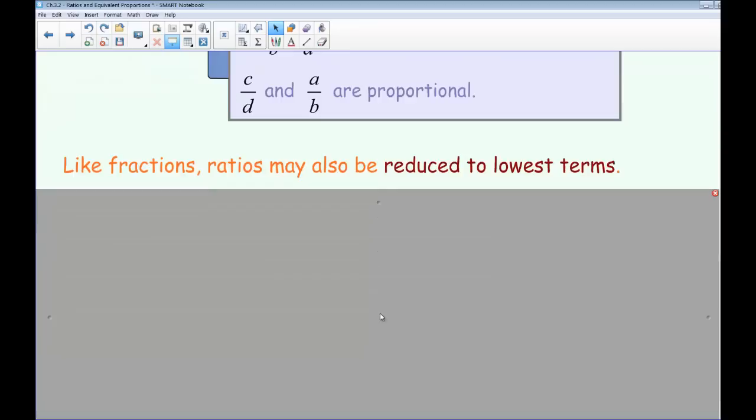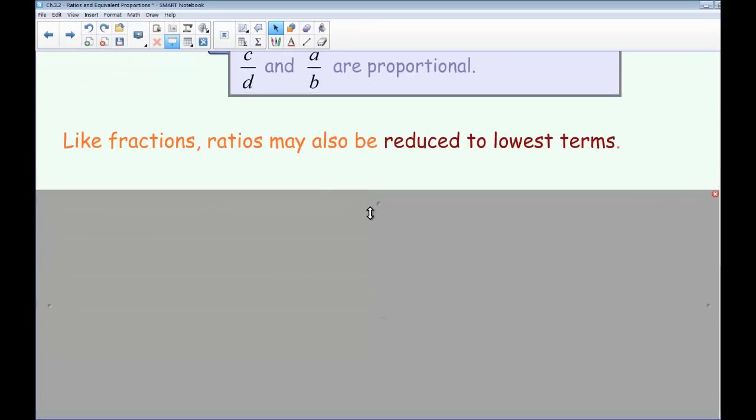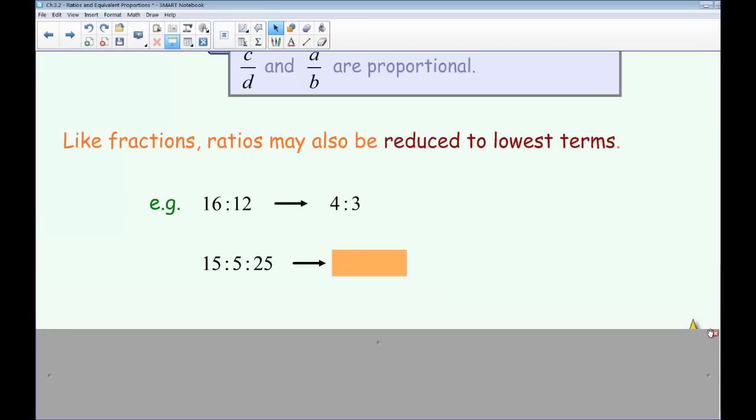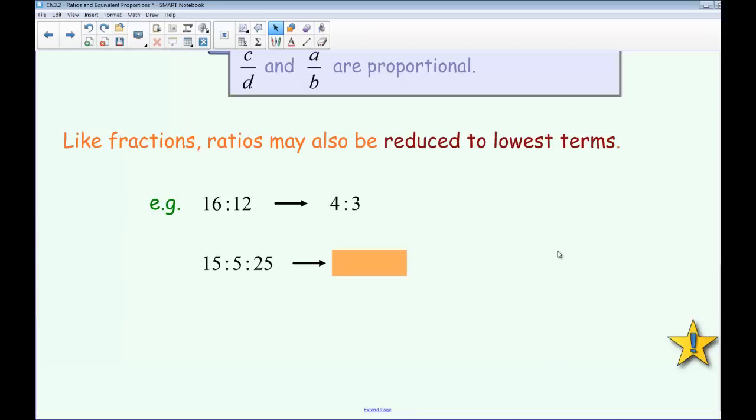Now, like fractions, ratios can also be reduced to lowest terms. So here's an example. If we have a 16 to 12 ratio, this can be reduced to 4 to 3, since both values divide by a common number, in this case 4. If we have another example, a 15 to 5 to 25 ratio, well, those numbers all divide by 5, so 15 to 5 to 25 is equivalent to a 3 to 1 to 5 ratio.